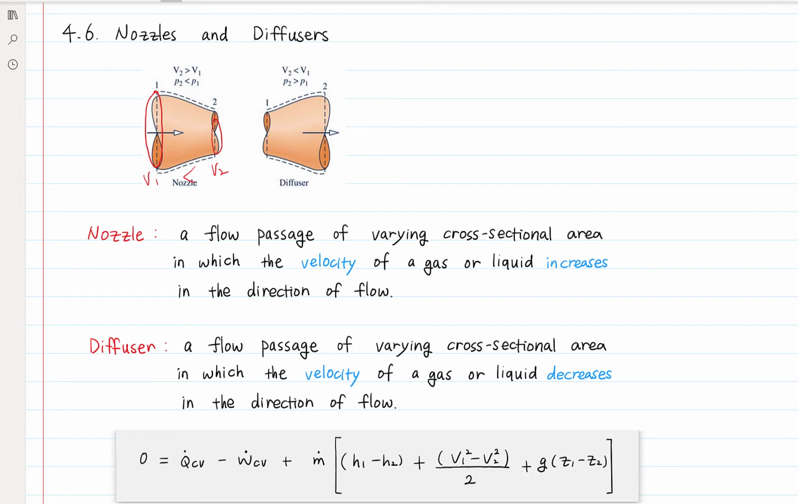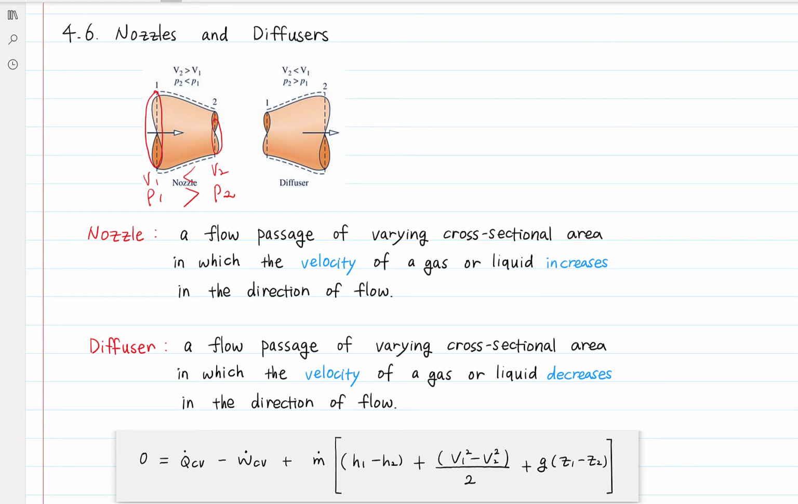And if we compare the pressure at location 1 and 2, the pressure at location 1 is greater than the pressure at location 2. So the pressure energy of the fluid is converted to the kinetic energy.